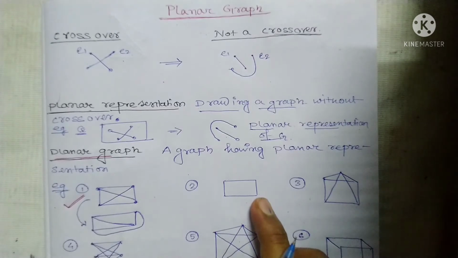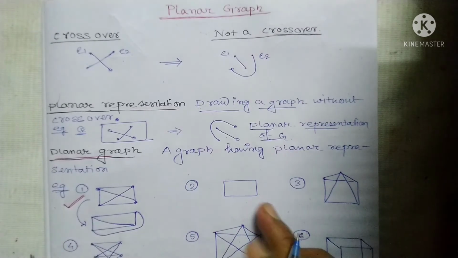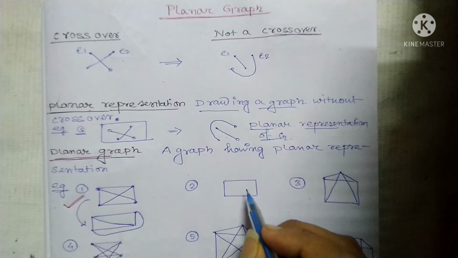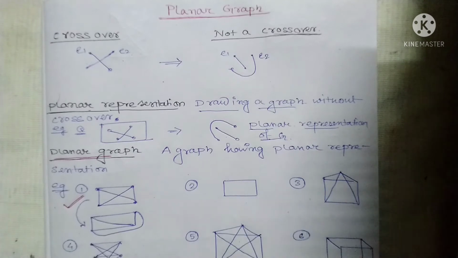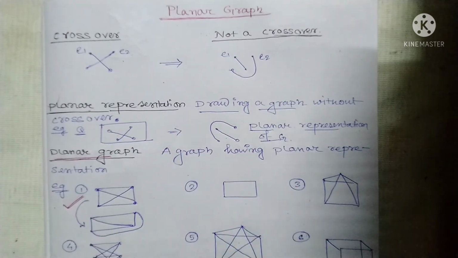In example 2, this is very easy, and this is already the planar representation, and this graph doesn't contain any crossover. And if a graph doesn't contain any crossover, then by default that graph is a planar graph. So this is a planar graph.